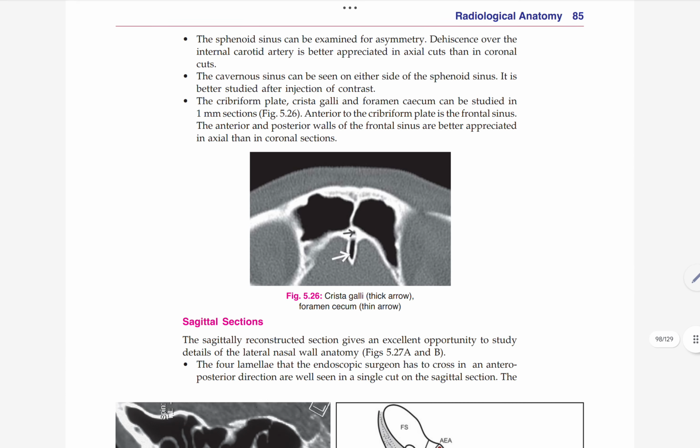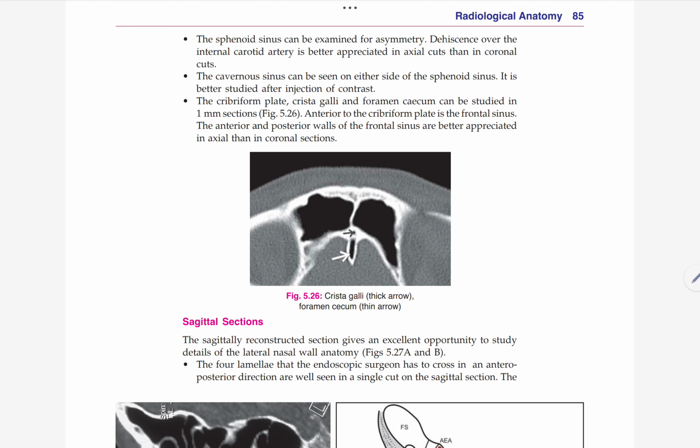The sphenoid sinus can be examined for asymmetry. Dehiscence over the internal carotid artery is better appreciated in axial cuts than in coronal cuts. The cavernous sinus can be seen on either side of the sphenoid sinus. It is better studied after injection of contrast.